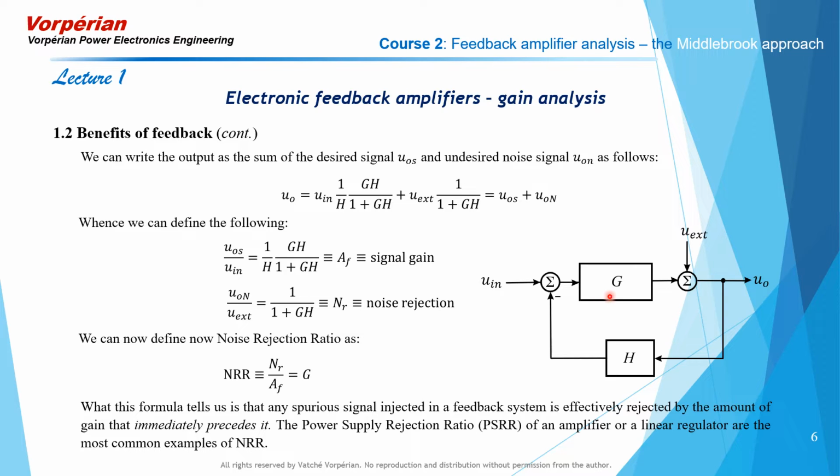So if you were to imagine that G comprises two main plants, G1 and G2 in tandem, and the spurious signal is applied between the two, then the noise rejection ratio is going to turn out to be equal to G1, the amount of gain that precedes the spurious signal added to the system. Now, the power supply rejection ratio of an amplifier or a linear regulator are the most common examples of noise rejection ratio shown here.